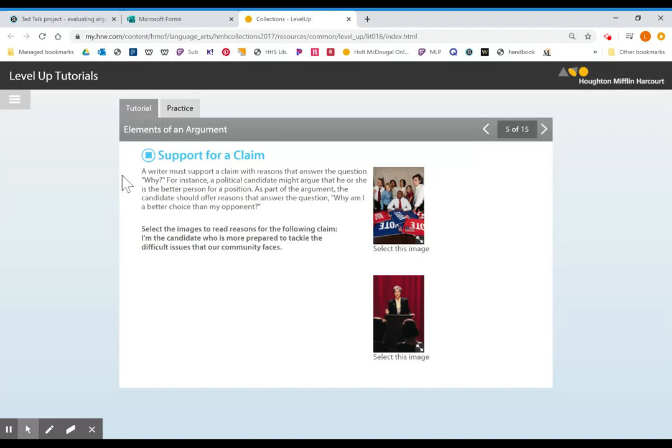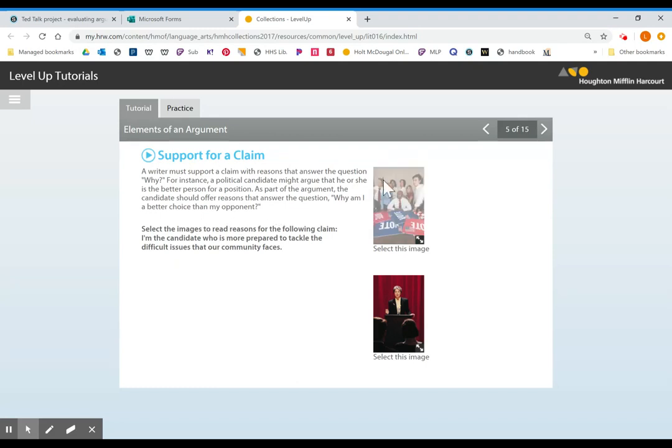Support for a claim. A writer must support a claim with reasons that answer the question why. For instance, a political candidate might argue that he or she is the better person for a position. As part of the argument, the candidate should offer reasons that answer the question: why am I a better choice than my opponent? Okay, so reasons answer the question why.